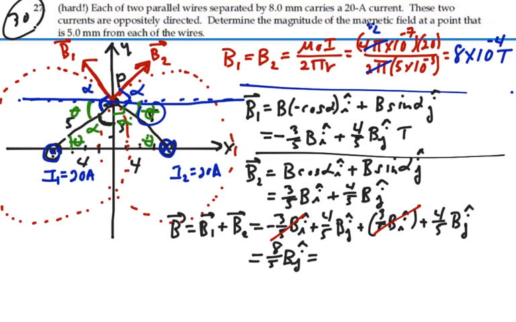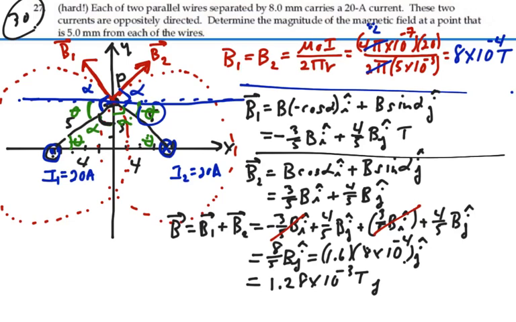So 8/5 is 1.6. So that's 1.6 times 8 times 10 to the minus 4 in the j direction. And 8 times 1.6 is 12.8 times 10 to the minus 4. So this is going to be 1.28 times 10 to the minus 3 Tesla in the j direction. So that's the magnitude of our magnetic field, 1.28 millitesla in the j direction.